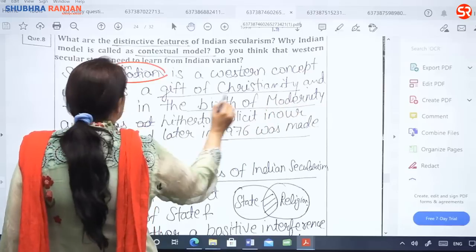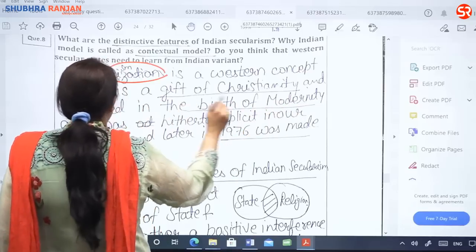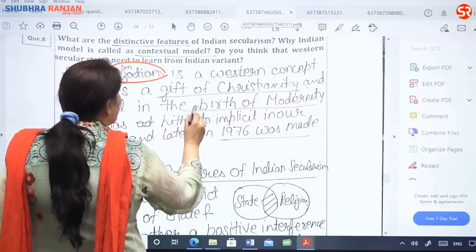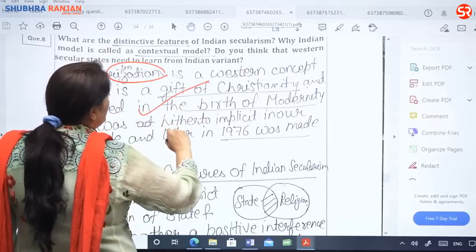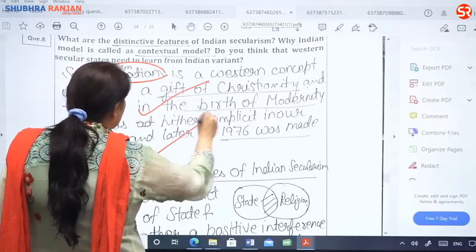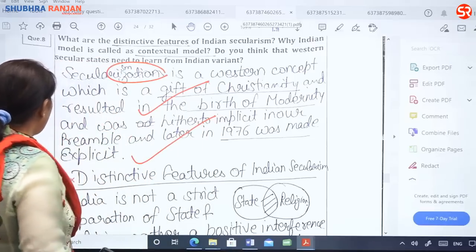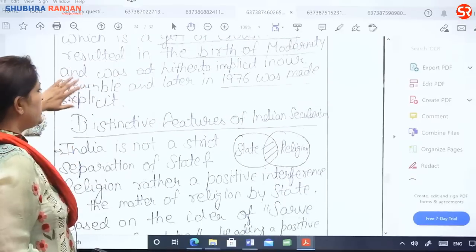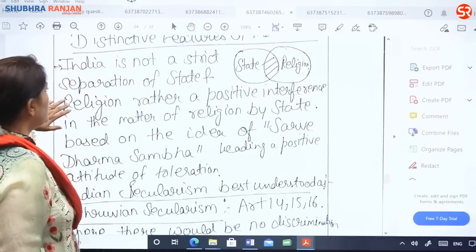Is a Western concept which is a gift of Christianity and resulted in the birth of modernity and was hitherto implicit in our preamble and later in 1976 was made explicit. Good. Distinctive features of Indian secularism.